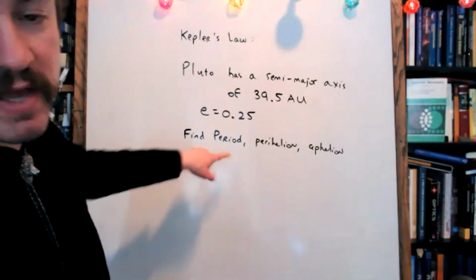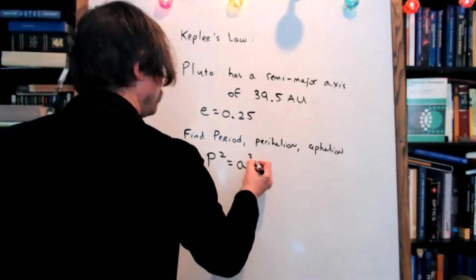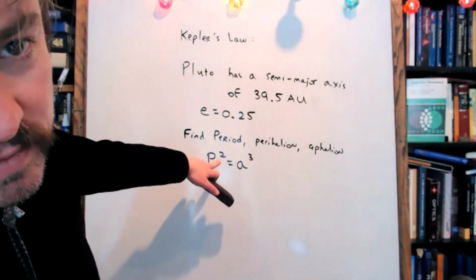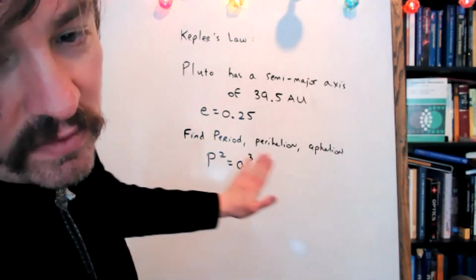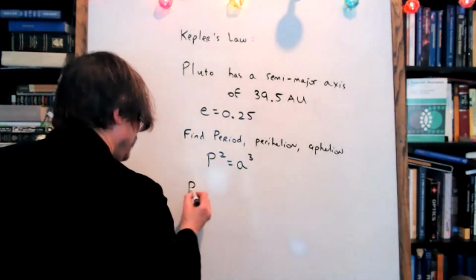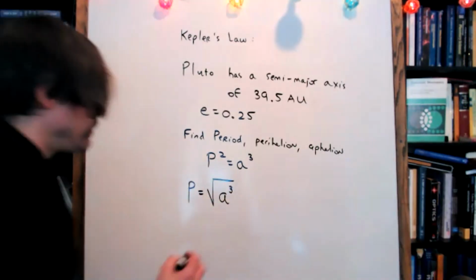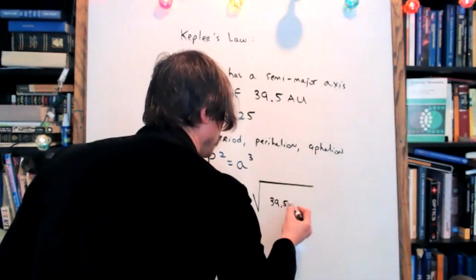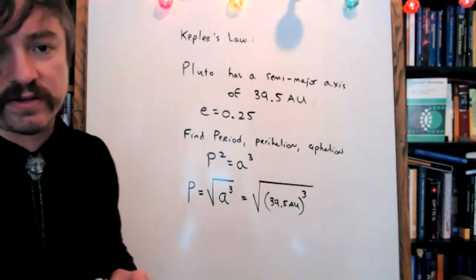We'll start with the period, okay? If P squared is equal to a cubed, we can solve for P by getting rid of the square. Do you guys know how to get rid of a square? Square rooted. Yeah. You can think of it as square rooting both sides. I think of it as flipping it over to the other side where it turns into a square root. Whatever. P is equal to the square root of a cubed. Let's substitute in our value: the square root of 39.5 AU cubed. And now let's try that in our calculators together.